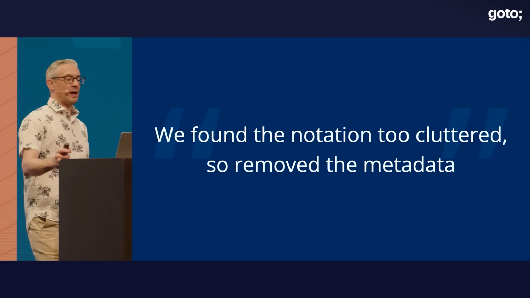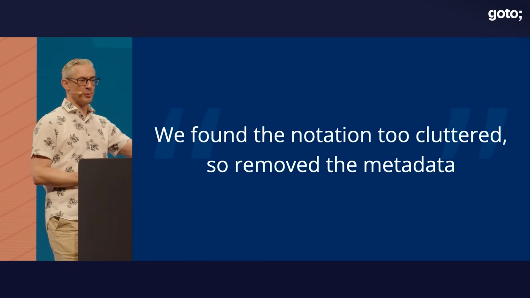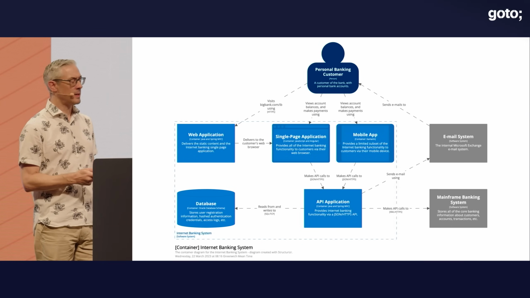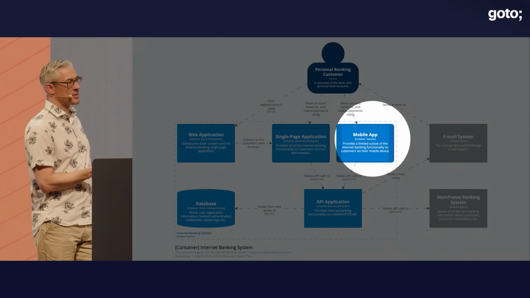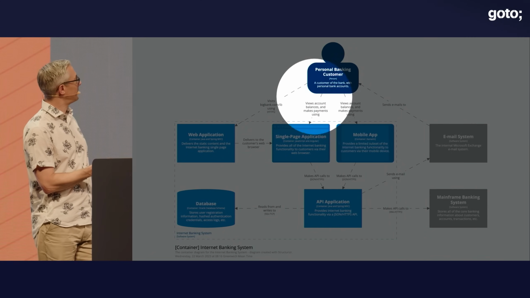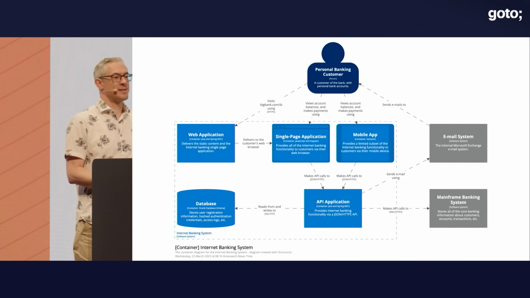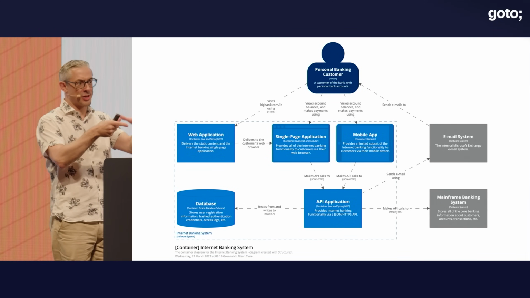On the same theme, I've seen a couple of people say this: we found the notation too cluttered, so we removed part of it. They're normally talking about the metadata. What do I mean by the metadata? In my C4 diagrams, you'll see I add some text in square brackets. This is a container. This is a person. This is a software system. So I'm adding some metadata visually to say this is exactly the type of abstraction you can see on the diagram.